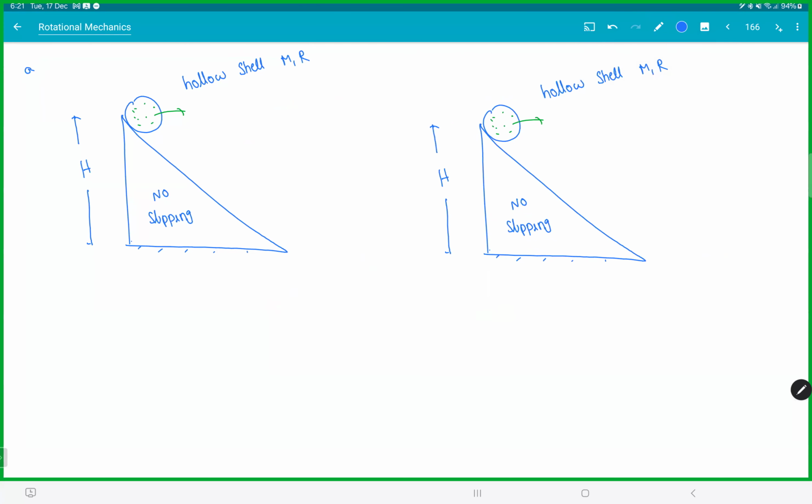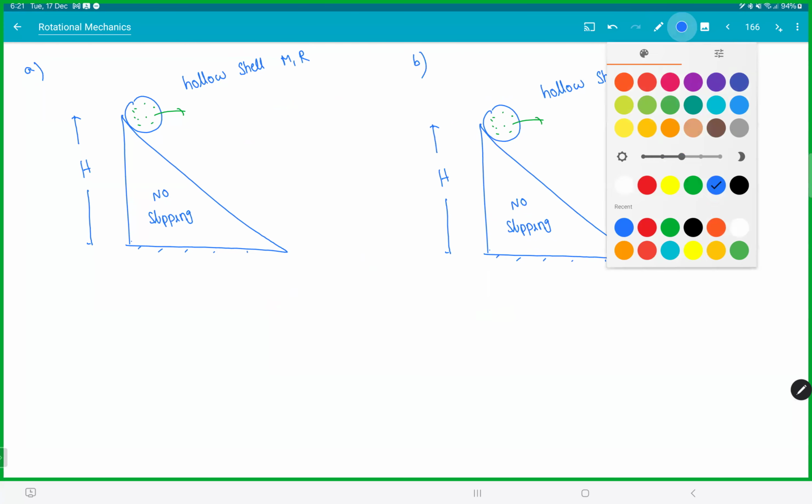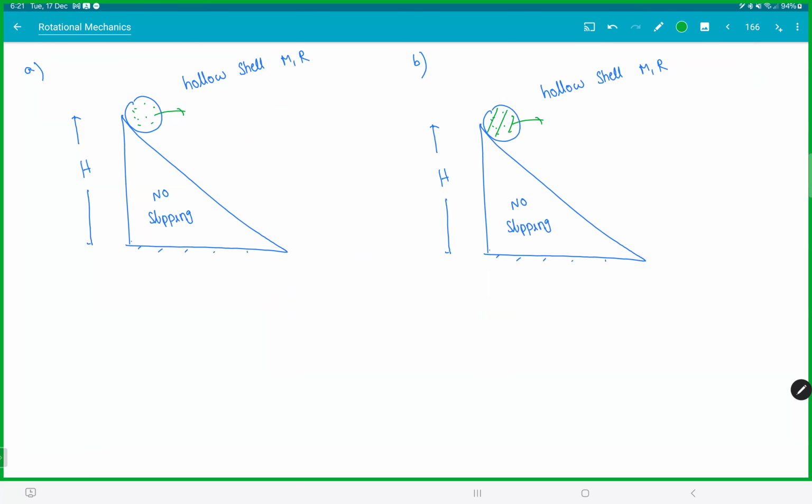So case A, when it is water. Case B, this becomes ice. Now see, the difference is, suppose you take 3 points here, A, B, C, and you take a point D on the shell. Now, because there is no friction inside, the water will never rotate.